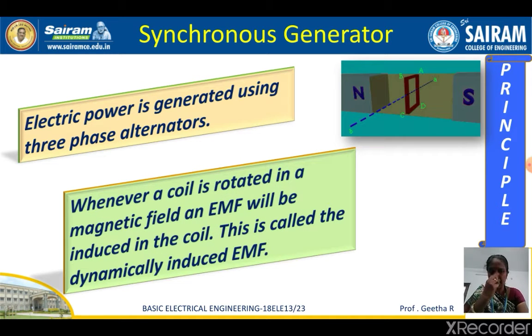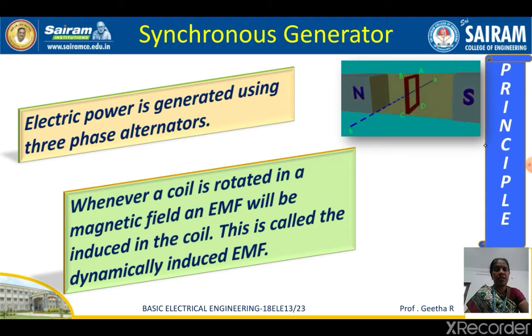So the basic principle is, whenever a coil is rotated in a magnetic field, an EMF will be induced. This is the famous Faraday's law of induction. This EMF is called dynamically induced EMF. When the coil is rotated in a magnetic field, an EMF will be induced. This EMF is called dynamically induced EMF.